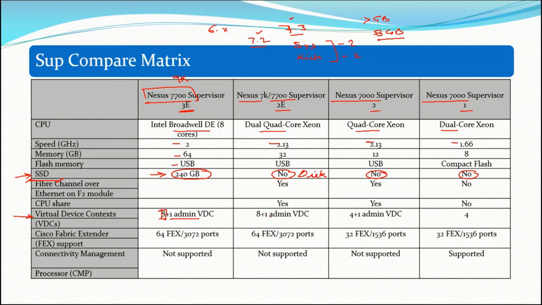The same option is for another enhanced version, which is 2E. So in the E series of supervisor engine, we can install 8 plus 1 VDCs, virtual switches, but in the 2 and 1 supervisor engine, this is 2 and this is 1, we can install 4 plus 1, or 4 switches. This 4 means that we have to reserve one virtual switch for our administration purpose. And the one switch here is reserved for administration purpose separately.